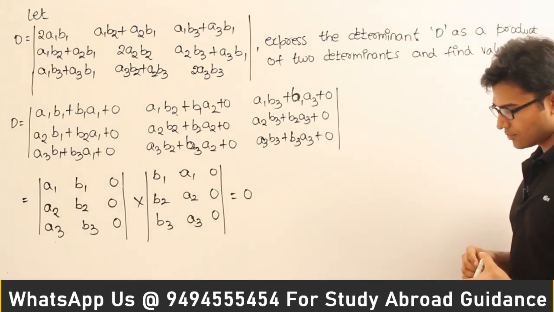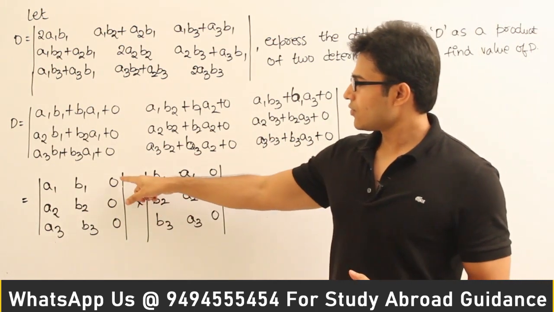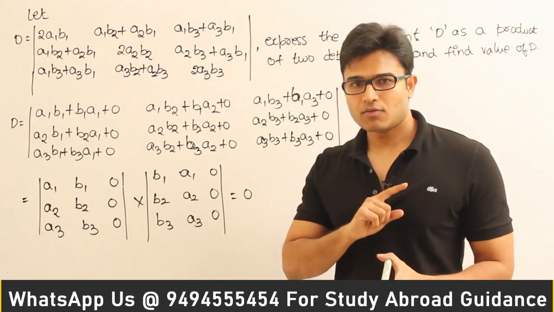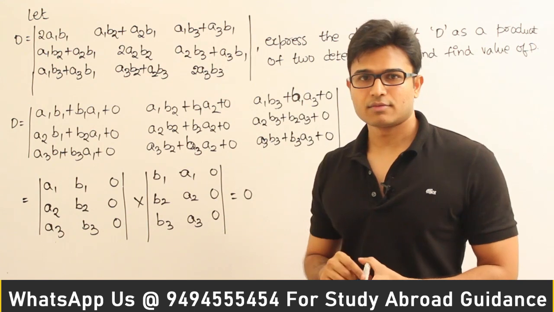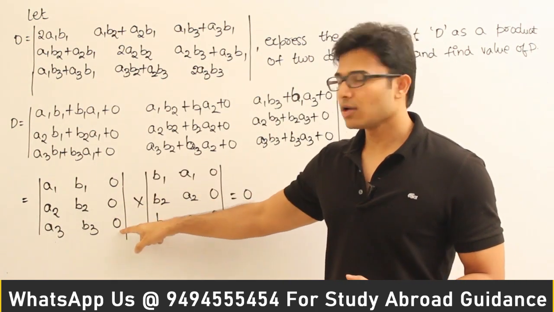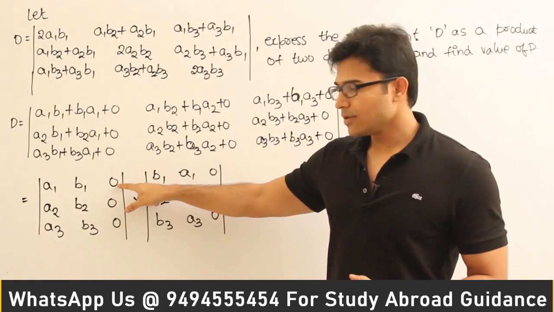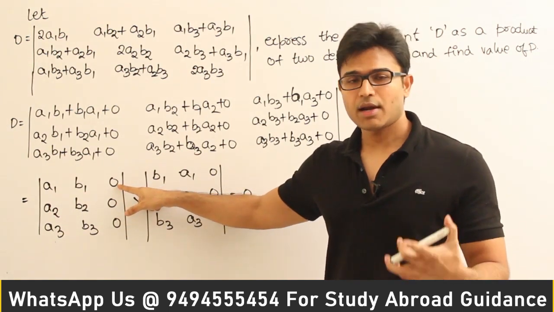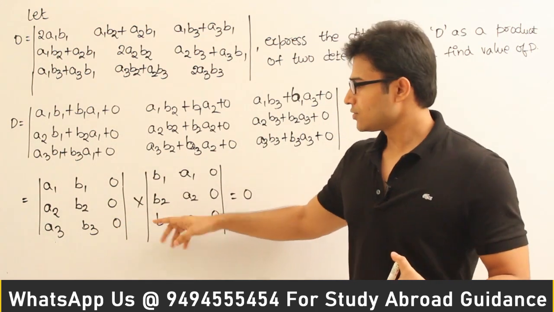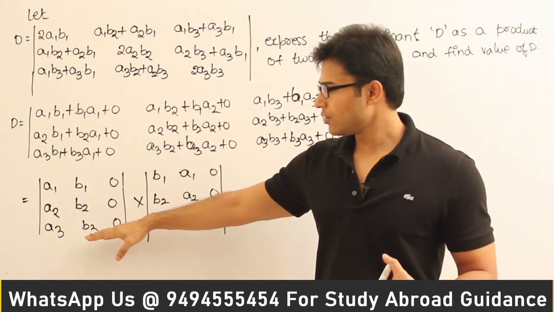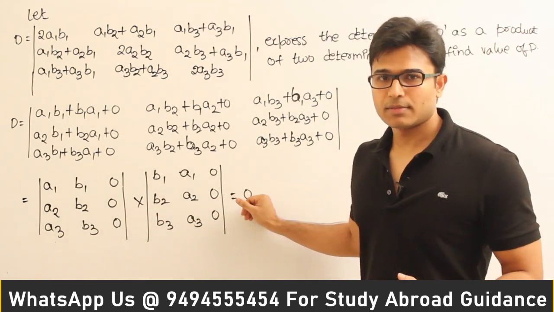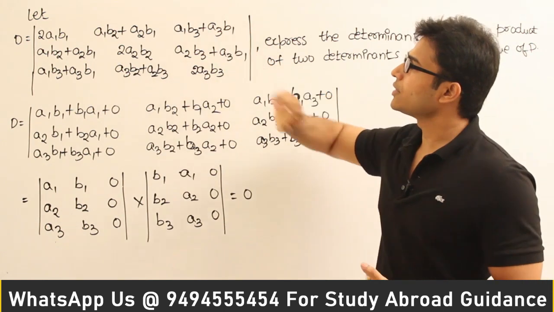After this you can observe that one column is completely zeros here. I told you, whenever one column or one row is completely zeros, the determinant is 0, because when you expand the determinant across this column, you multiply each element with its corresponding cofactor and add them. All of them are going to be zeros, right? So the value is going to be 0. The value of this determinant is 0, and the value of this one is 0, so the answer is 0. So the value of this determinant is 0.